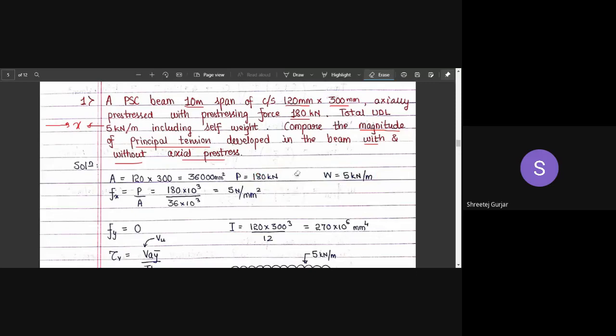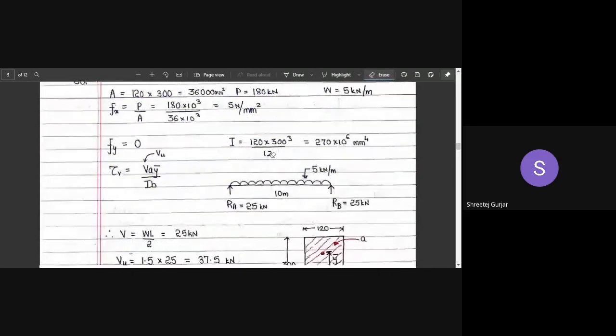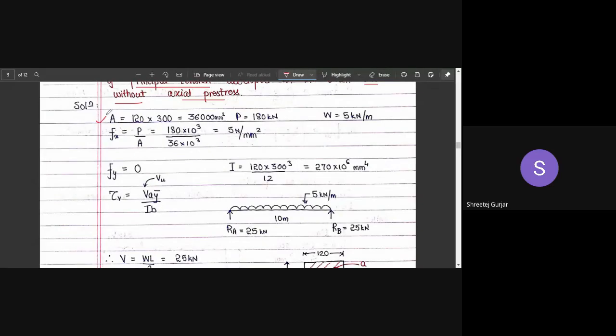Now, these are the given values which I have written over here for your understanding. Cross-sectional area is 120 by 300. Pre-stressing force is 180 kilonewton. Total UDL acting, inclusive of self-weight, is 5 kilonewton per meter. Now Fx, I've told you what Fx is. Fx is the normal stress acting in the axial direction, the x direction. Fy is in the y direction and Fx is in the x direction.